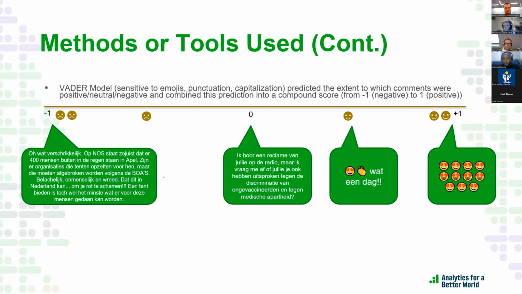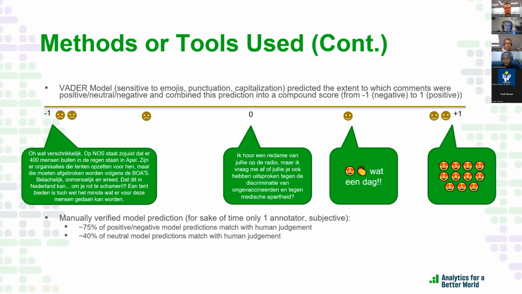And then, as the next step, I needed to evaluate if the model predictions of the sentiment actually made sense. So I did a human verification. Basically, I myself went through all the data to evaluate the model prediction. And for the sake of time, I just did this myself. Usually you would need more people to do the verification of the data.